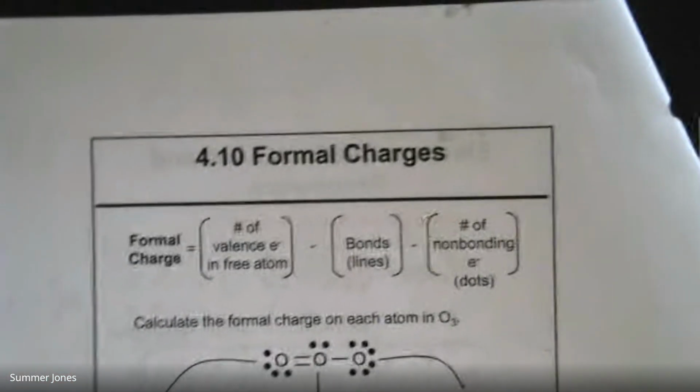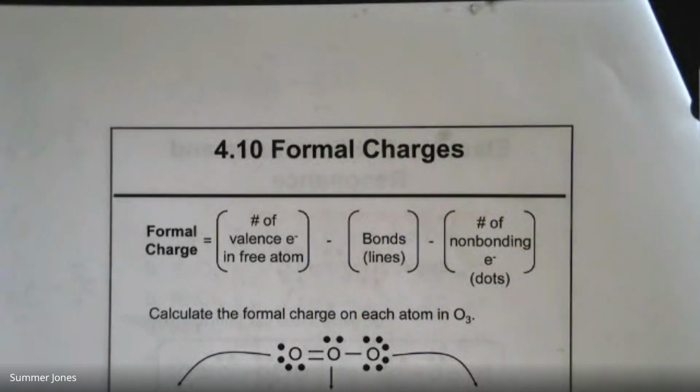Remember when we were drawing Lewis structures that it's our goal for all atoms to have an octet. So in a perfect preferred Lewis structure, they would also have no formal charges, all formal charges of 0 if it's an overall neutral compound.